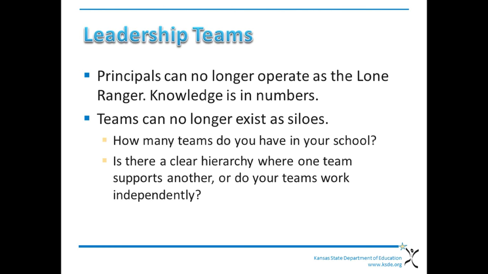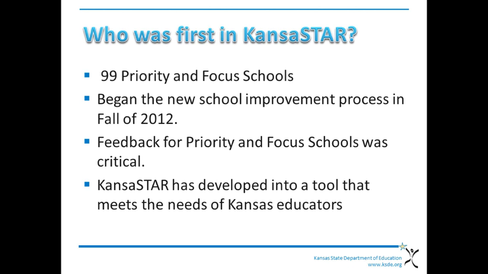As we talk about Kansas Star, the way we got into it was it began in 2012 with the 99 priority and focus schools. They were kind of our guinea pigs in 2012. We started out with basically 100 and some different indicators, and through experience and feedback from the schools that were using it, we cut that back to about 54 at this point in time to make it a little less daunting. But as we've gotten to know the program better, we've come to the conclusion that we can use it for all of our different needs.